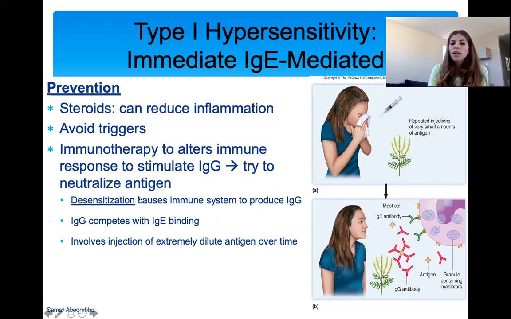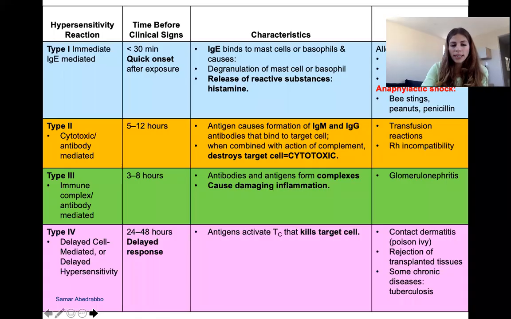Well, if you stimulate the body to produce IgG, usually they take it in the form of an injection, the IgG over time will neutralize the antigen, and then the antigen won't have anywhere to bind because it's competing with IgE binding. So you're injecting extremely dilute antigen over time so that the person's body neutralizes it almost. So this is how this one works. And that was type 1 hypersensitivity.